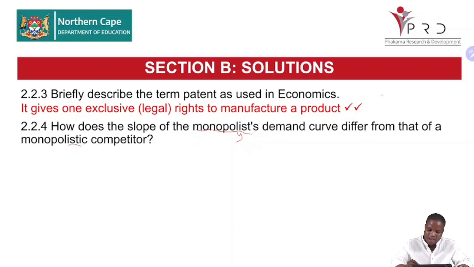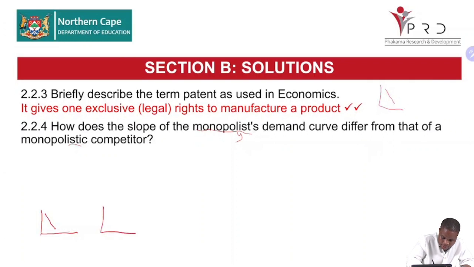So your response will be that their demand curves are all downward sloping, but they differ. They are not exactly the same. I will just make an example here. I'll say this one is monopoly, and this one is monopolistic. You see, the one for monopolistic is further away from the axis than this one for monopoly. They are both downward sloping. However, monopoly is closer to the line as compared to monopolistic.